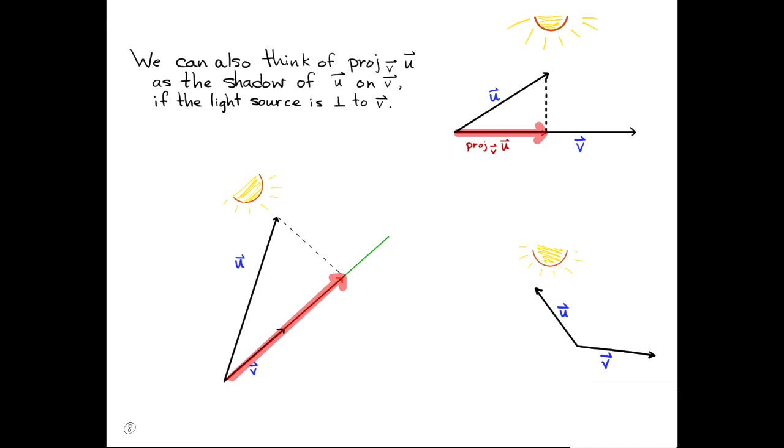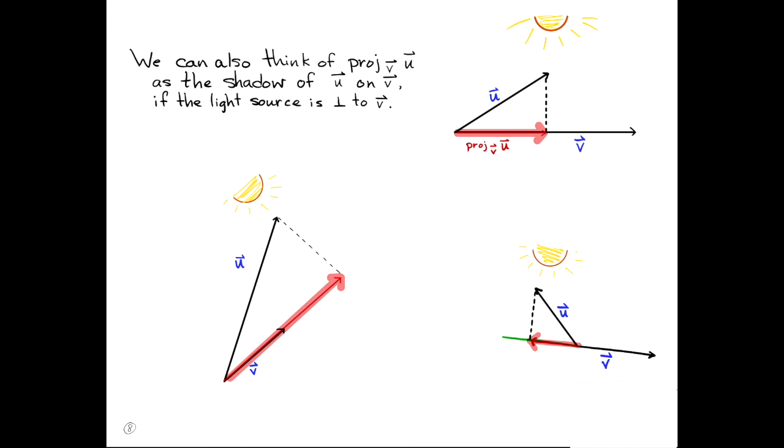For the last one, where our angle is obtuse, if we were to draw a perpendicular line starting at the head of u and falling onto v, we need to extend this vector v. So we draw a line extending out the vector v in the opposite direction, so that when we drop a perpendicular line from u, it hits our line parallel to the vector v, and that gives us our projection of u onto v. So geometrically, whenever you're sketching this, just think of your light source as being perpendicular to the vector v.